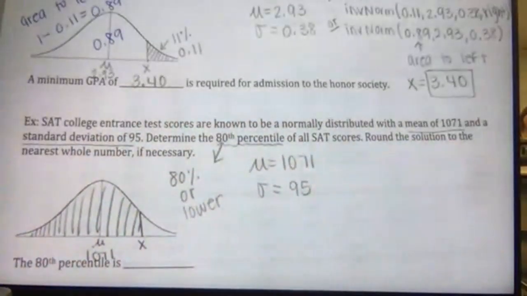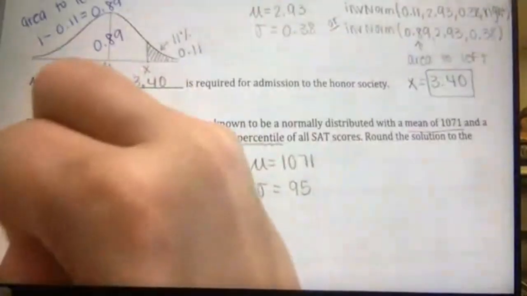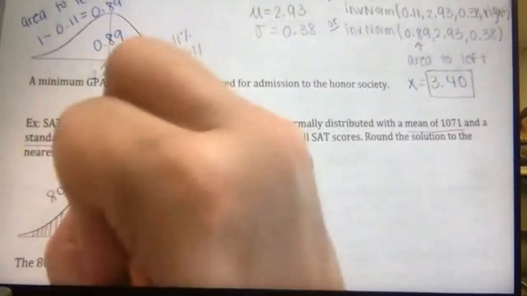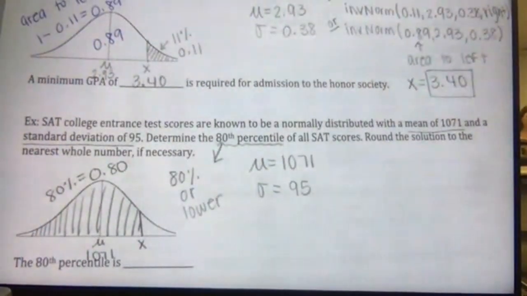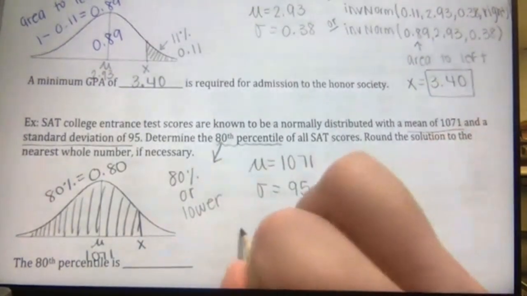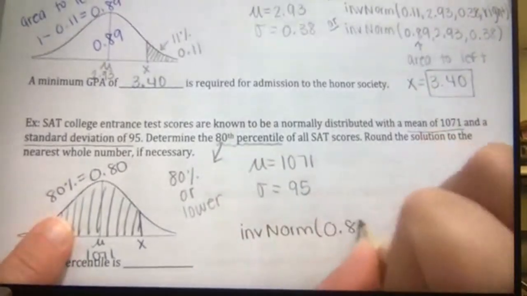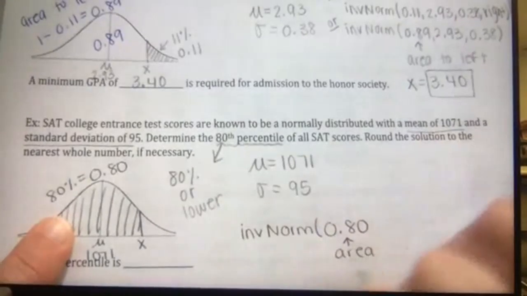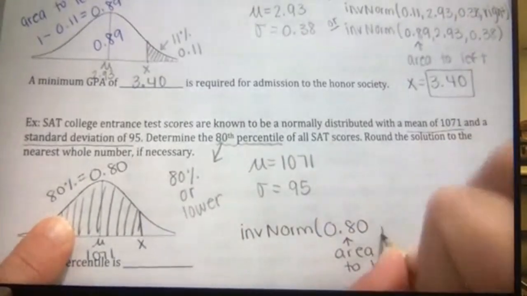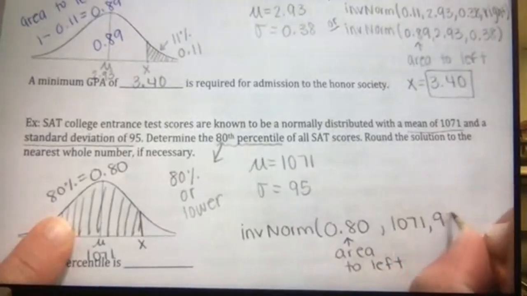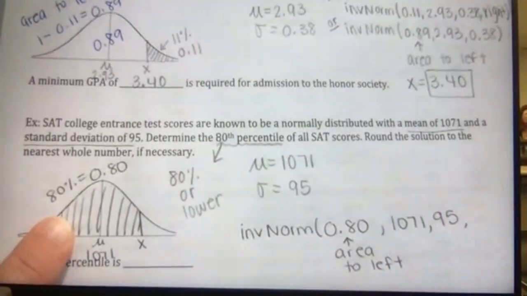So instead of the top 11% that looked at the area to the right tail, now we're looking at the lower 80%, which would be our left tail. So this is going to be 80%, which is 0.80. So our area to the left is 0.80. Now we're good to go. Inverse norm. Area to the left is 0.80. Our mean is 1071. Our standard deviation is 95. And we're talking about area to the left.